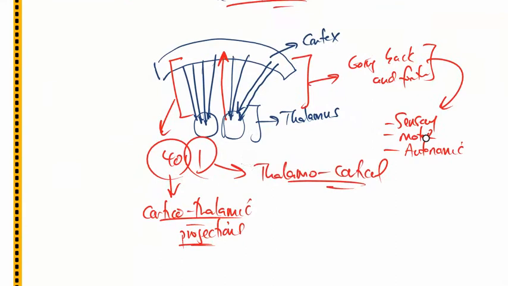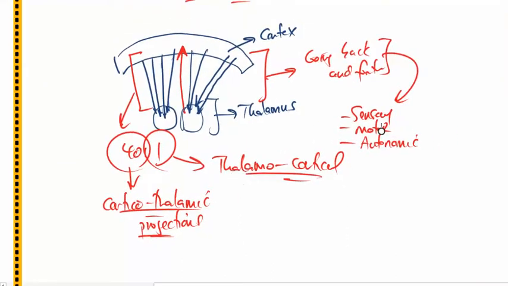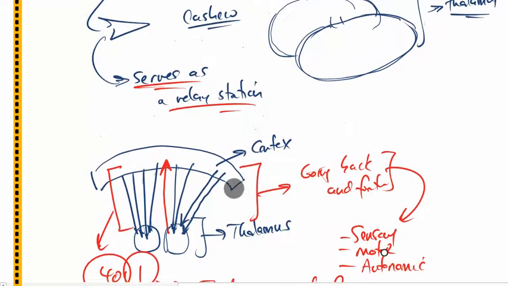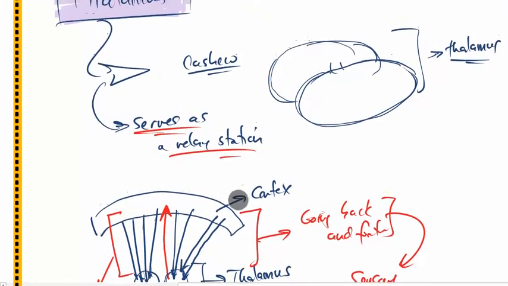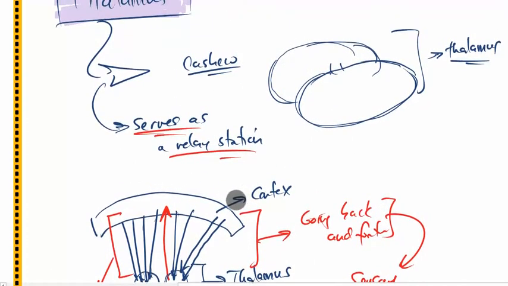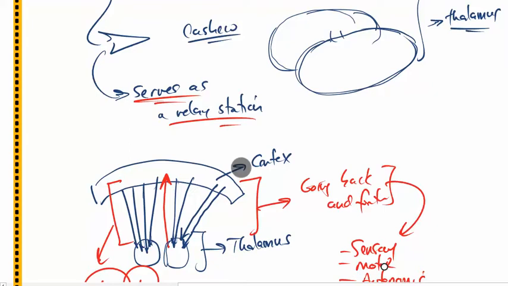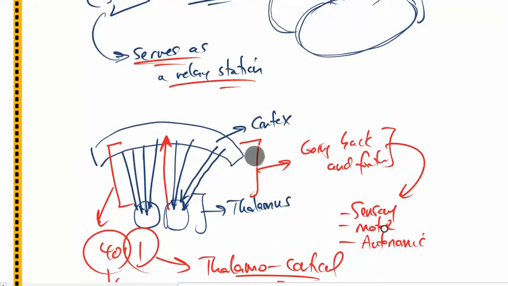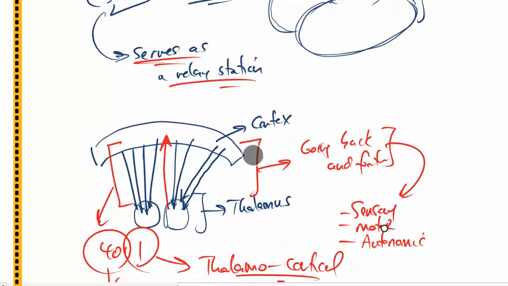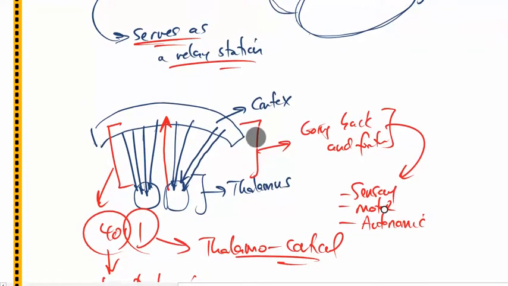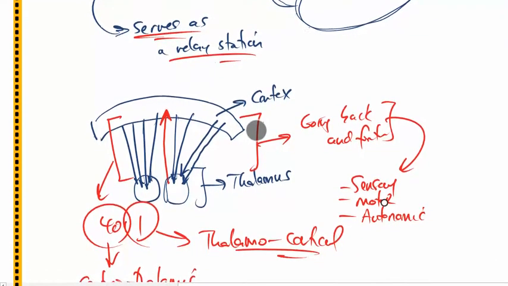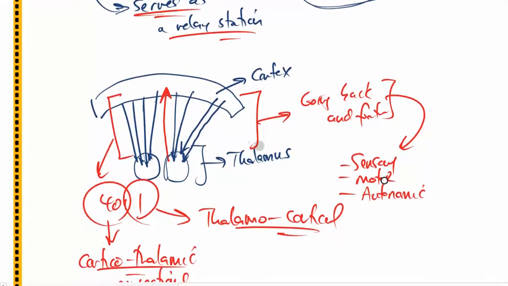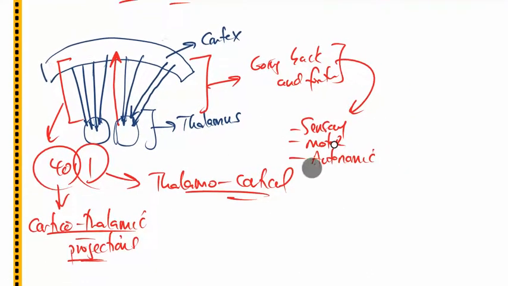All right, so I don't know if you guys are getting where I'm going with this. So we're saying that the thalamus is about the size of a cashew nut. So it's going to be primarily serving as a relay station. It's going to be interacting with the cortex. It's going to be relaying primary sensory information, but also motor information is going to be going through there. Autonomic information would also be going through there.